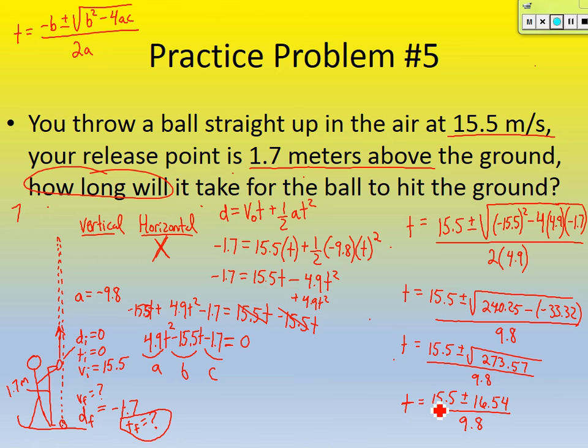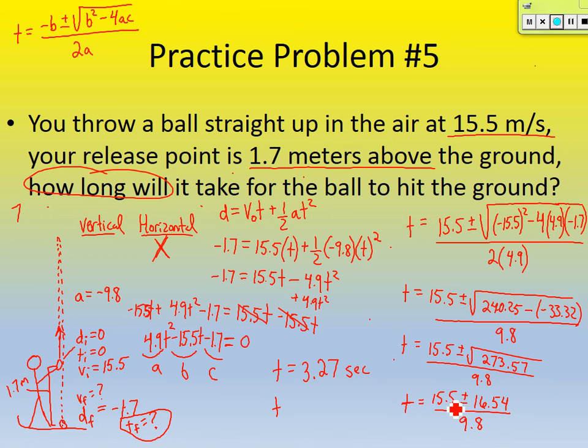So to get one answer for your t value, or time value, we're going to take 15.5 plus this number, then divide it by 9.8. And for your other value, we're going to take 15.5, subtract 16.54, divided by 9.8. So let's do this one first. So 15.5 plus 16.54, and then divide that by 9.8. And so one of my t values is going to be equal to 3.27, and the units for time are seconds.